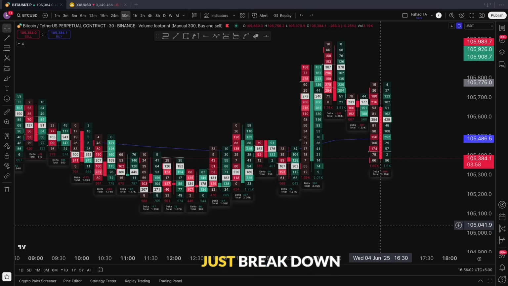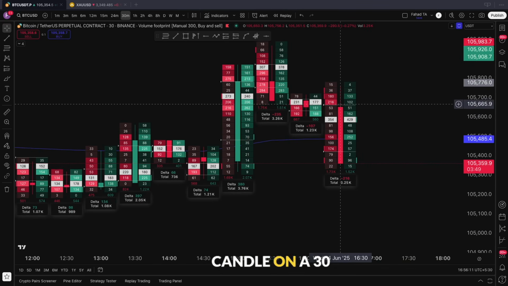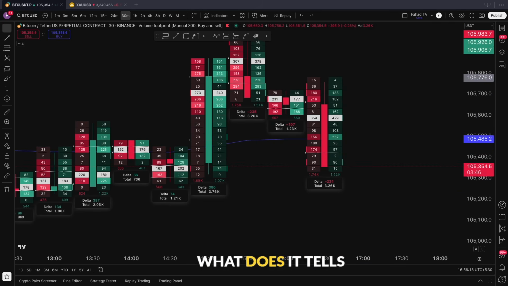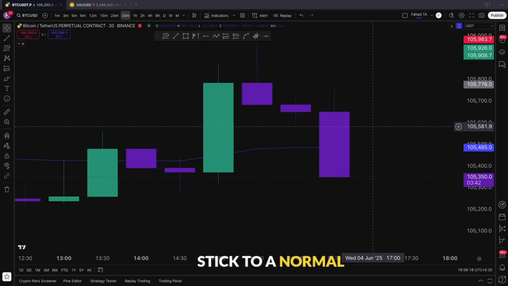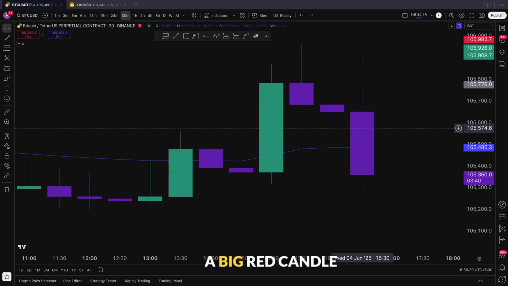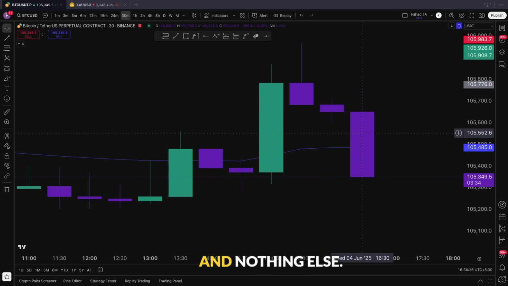All right, so let me break down how you are supposed to use a volume footprint, and then we'll go to the different parts of this video. This is a running candle on a 30-minute time frame. What does it tell you? On a normal candlestick chart, this is just a big red candle and nothing other than that, whatever color you like to use. But this is a big red candle and nothing else.